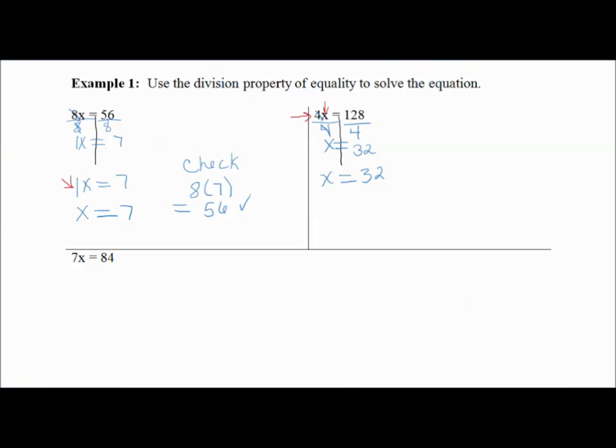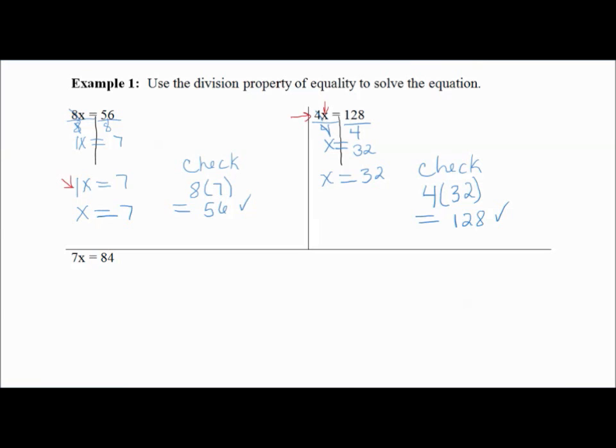So if I want to check my answer, I'll replace the x with 32 in the original problem, and it should equal 128. So that becomes 4 times 32. Multiply 4 times 32, and it does give you 128. So that lets me know that my solution is correct.